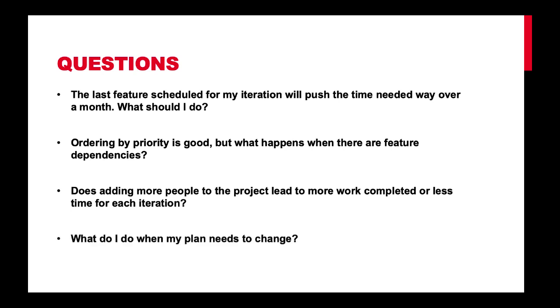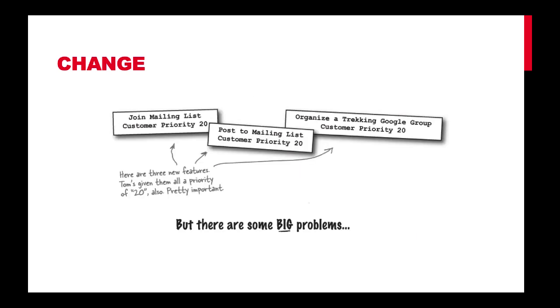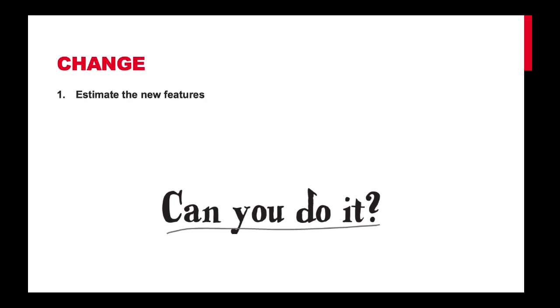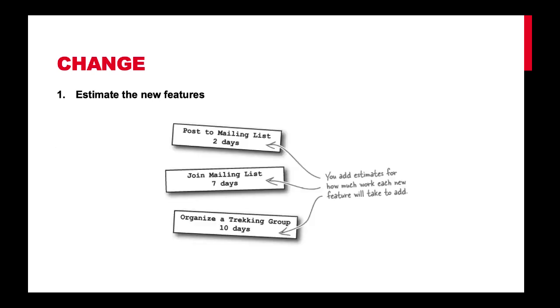What do you do when my plan needs to change? Real easy. Call the client, right? So you'll see here we have Tom. I think it's really important that Tom's Trail has a mailing list, right? They want to change things. No big deal. Write up some more features, organize this, right? 3 new features with this, but there are some problems, right? Can you get it in here? Sure, estimate the features, prioritize the new features, rework your iteration plan, and then check your project deadline, right? No big deal. You estimate these, okay?